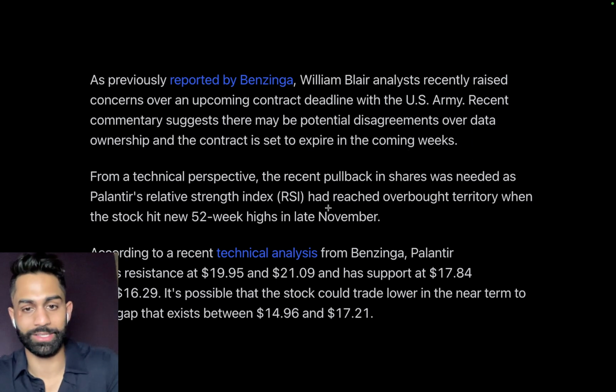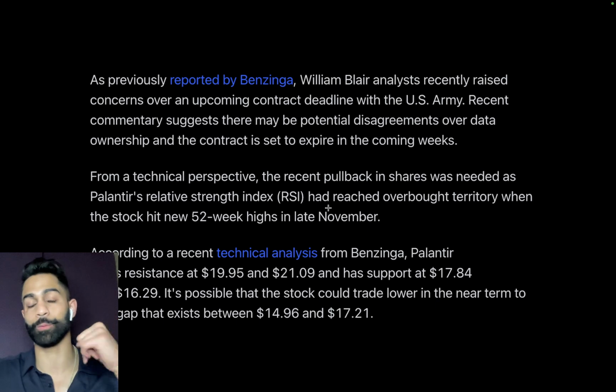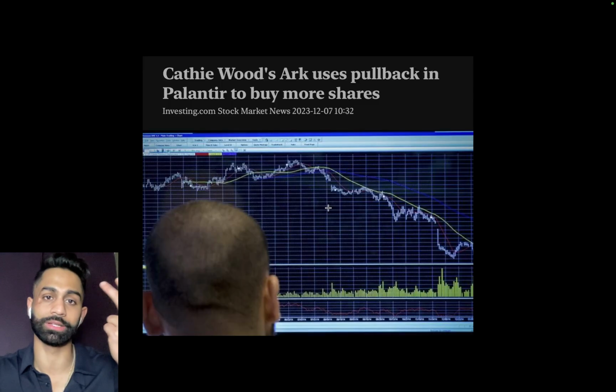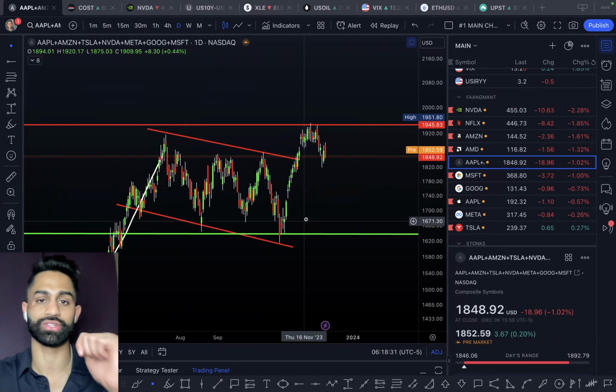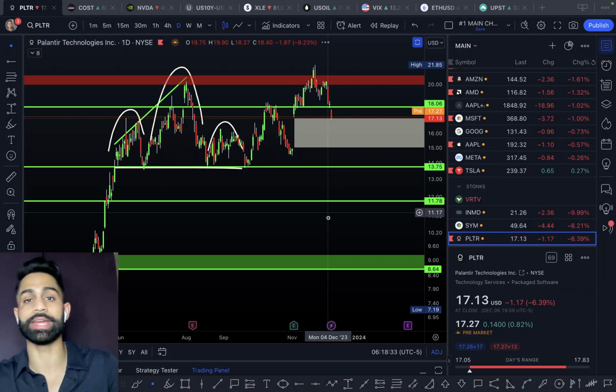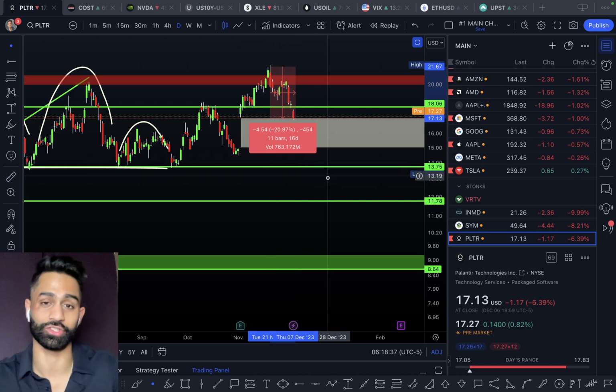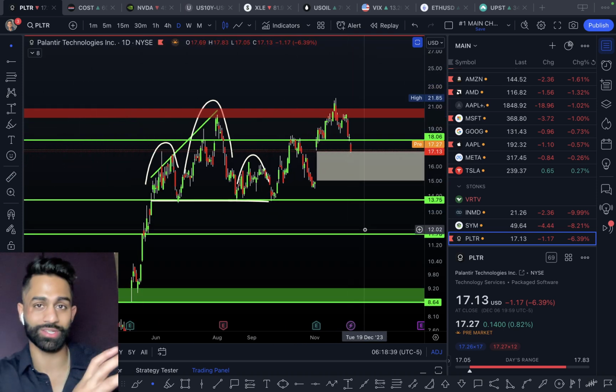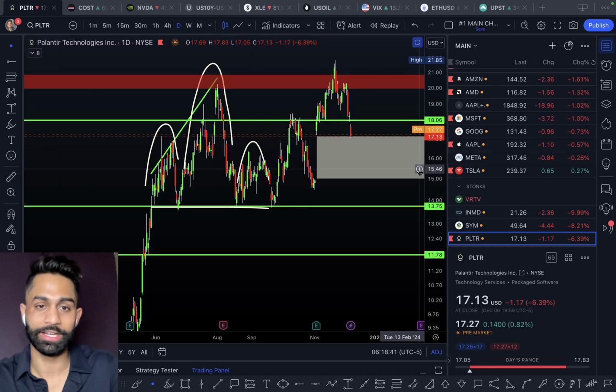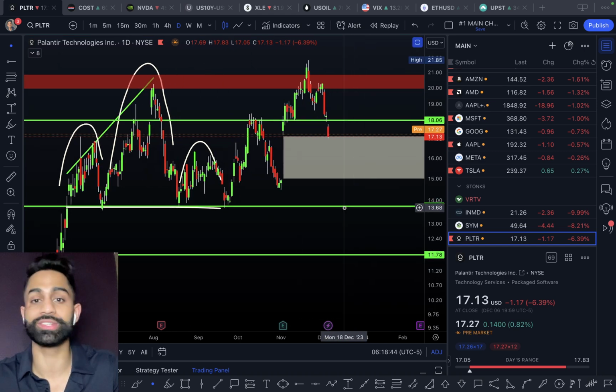From a technical perspective, we also talked about in one of my previous videos how Palantir's RSI and MACD are incredibly overbought right now, and as a result, it is not a surprise to see a little bit of a pullback, right? So from as high as $21, we're already down over 20% actually. So Palantir could be considered, from its recent highs, back in bear market territory. Next support really is going to be $13.75.